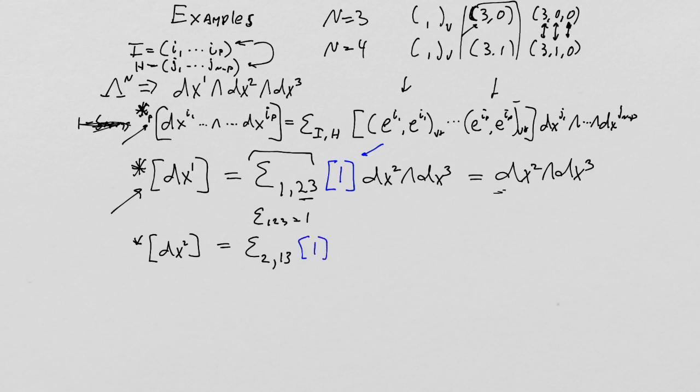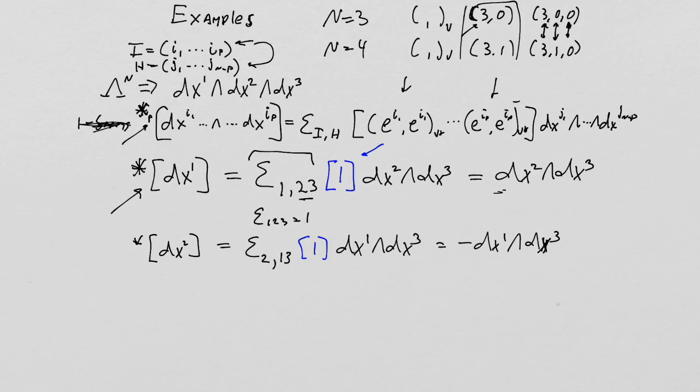That factor of 1 still comes down, which I'll just go ahead and put there. And then this will be dx1 wedge dx3. So what's the value here? What is epsilon 2, 1, 3? Let's see, 1, 2, 3. I'm going to count the number of flips between 1, 2, 3 and 2, 1, 3. It's 1 flip, which means this equals negative 1. So it's minus dx1 wedge dx3. That is the Hodge dual of dx2.